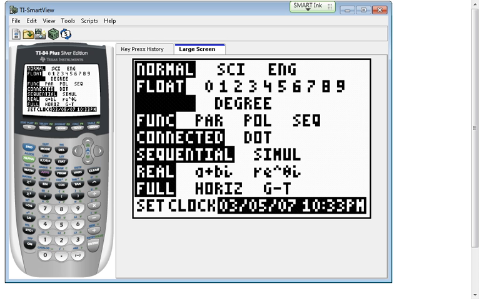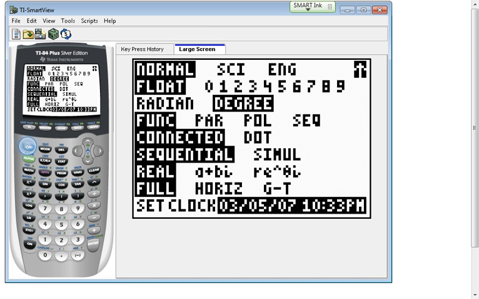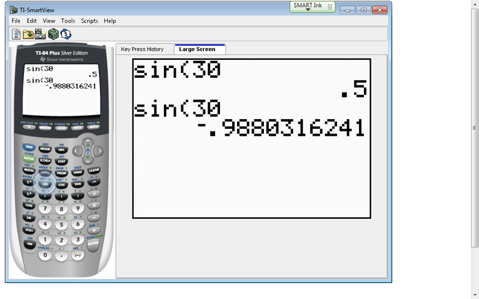Everything that we're going to do with trig, we're always going to work in the degree mode. So make sure your calculator is in degree mode. If it's not and you don't know how to get it into degree mode, let me know. So when we type in sine of 30, we should get an answer of 0.5.